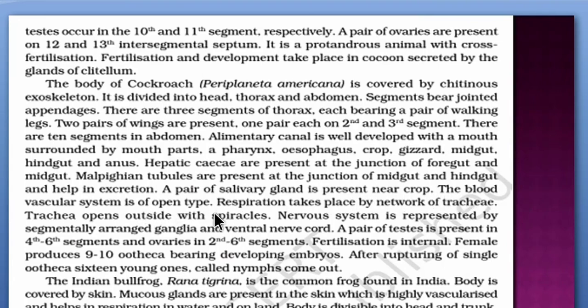The blood vascular system is of open type. Respiration takes place by a network of tracheae. Trachea opens outside with spiracles. Nervous system is represented by segmentally arranged ganglia and ventral nerve cord.